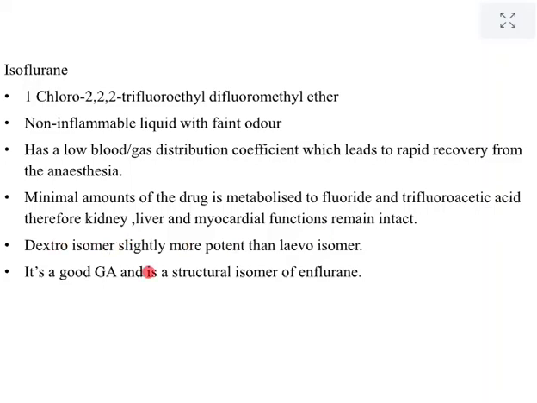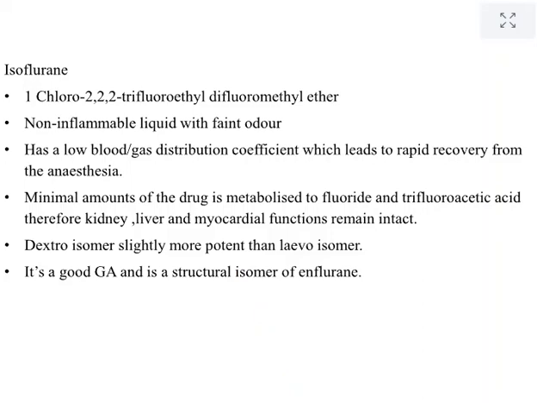It's a good general anesthetic and is a structural isomer of enflurane. As we have said, it's a structural or constitutional positional isomer. It's a structural isomer because the condensed formula is the same. The structure of the compound is different, and in saying the structure, it is the way the atoms are joined to the carbons; you have different atoms being joined to the carbon, and therefore the structure is different. The condensed formula is the same.